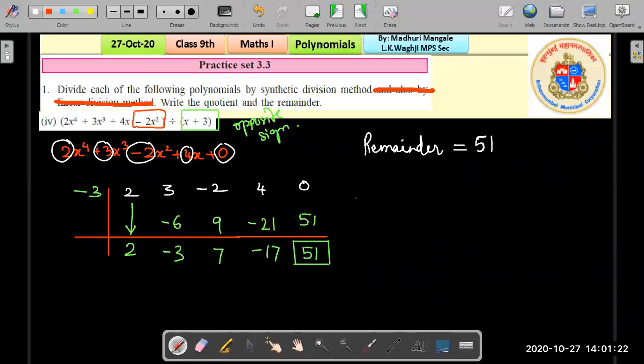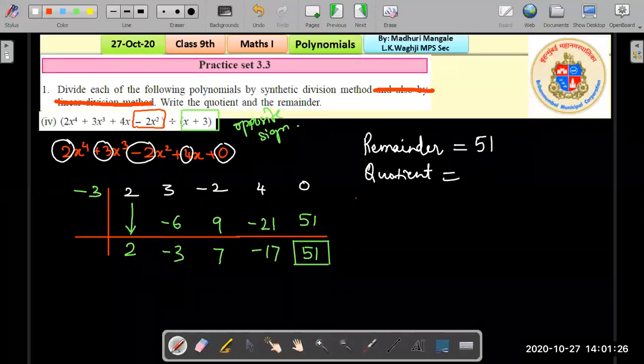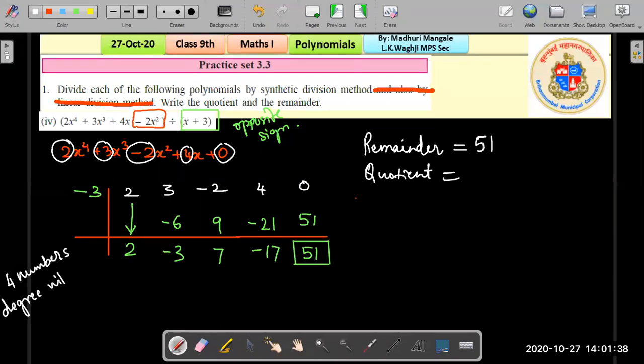And then we look at how to find the quotient. So for the quotient, we count how many numbers there are in the bottom row. Those are four numbers. So four numbers means the degree will be one less. That will be 4 minus 1, which is equal to 3. Right? So we start with x cube, then x squared, then x, and then a constant for the 17. That will give us the quotient.